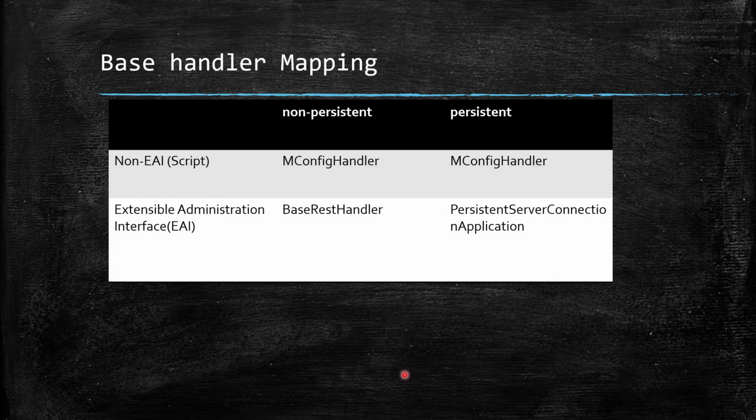If I do the mapping of persistent and non-persistent handlers for EAI and non-EAI based: for script based handlers, the same file or class handles both the non-persistent and persistent modes, but it depends on how you configure it in the REST map, which part of the code it invokes. For EAI based handlers, the non-persistent one is the best REST handler, and the persistent one is the persistent server connection application handler. Mainly we will be working with these two, because non-persistent mode is anyway not recommended by Splunk.